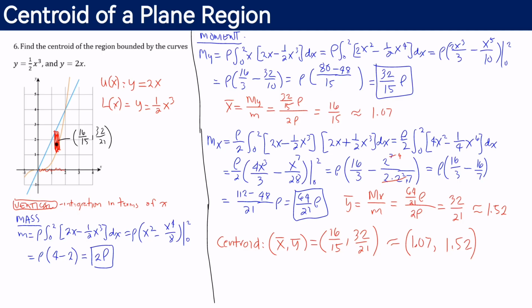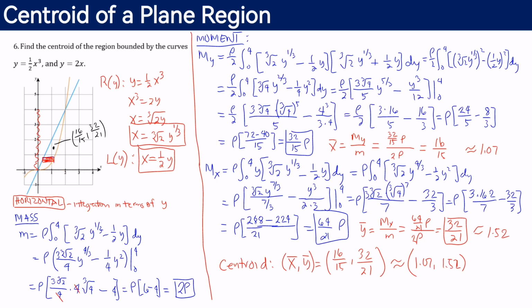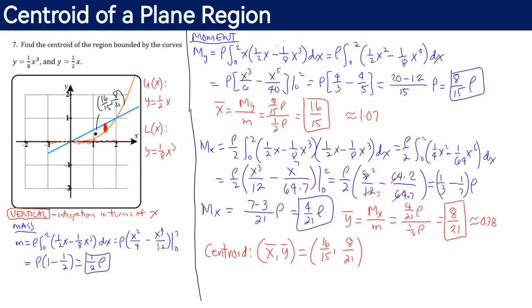Using horizontal rectangles, the same problem number 6, as you can see as illustrated. Horizontal rectangles, so that's right minus left function. That's when you find the mass. I got 16 over 15, 32 over 21. So the same with what I got using vertical rectangles.